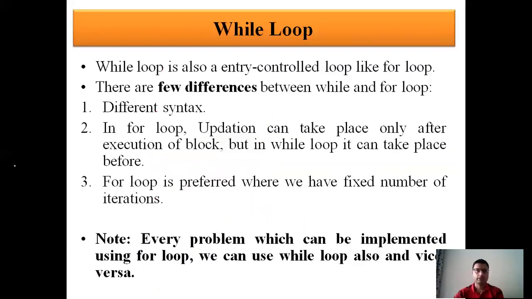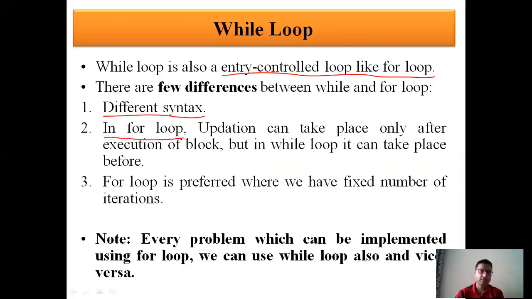Okay. Then while loop is also an entry control loop like a for loop. That means condition is tested before the execution of the statement. Now what are the key differences between while and for loop? Obviously the syntax is different for both the loops.